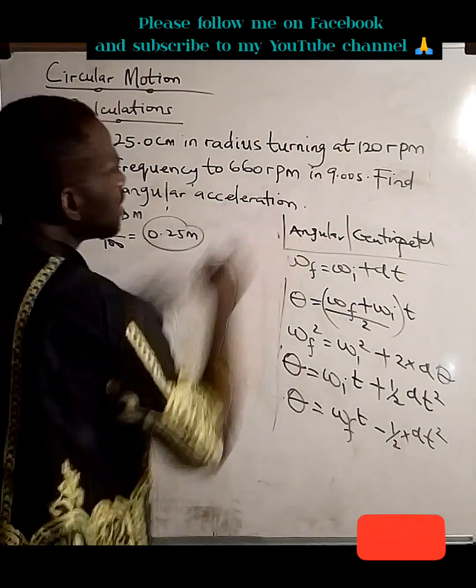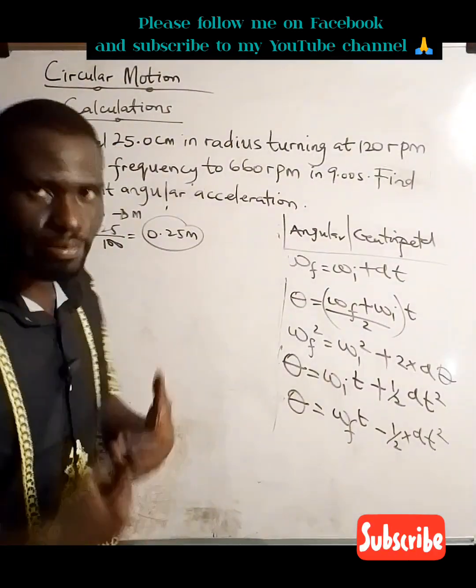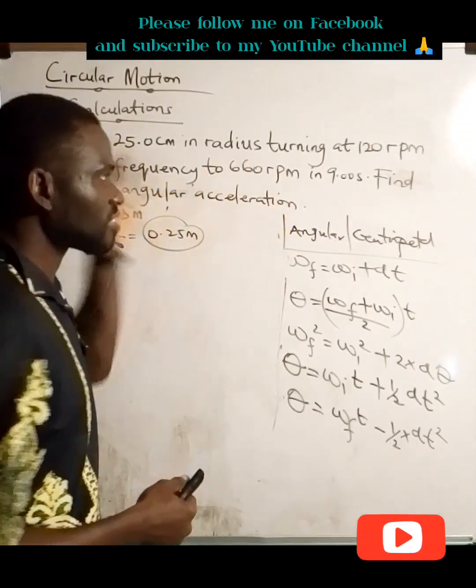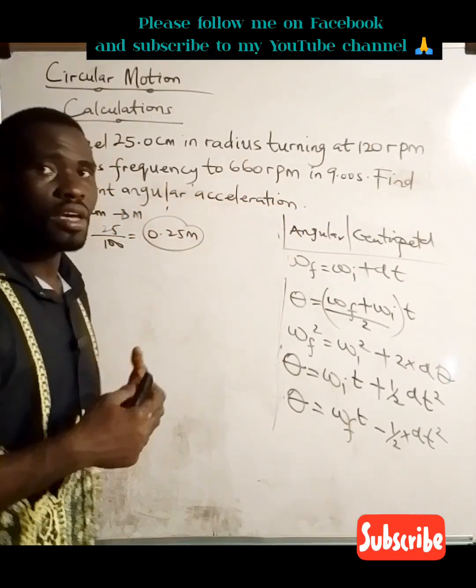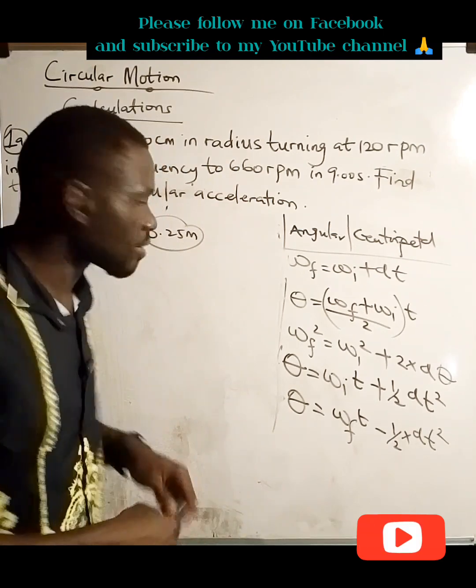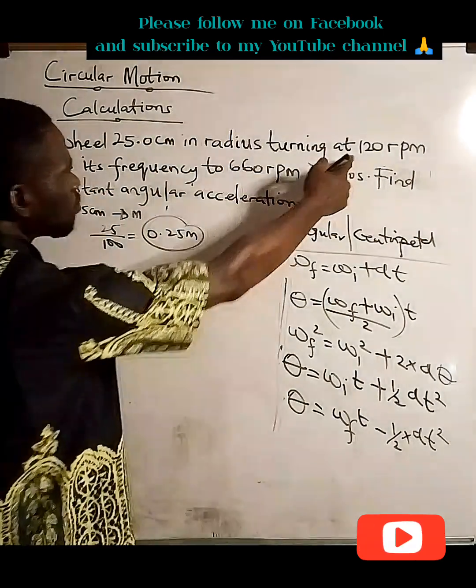So rev per minute is almost the same thing as rad per second. When we talk about rev per minute here, we are talking about angular velocity. Don't forget, angular velocity is angular displacement over time taken, which is often in rad per second. So look for a way to convert this.